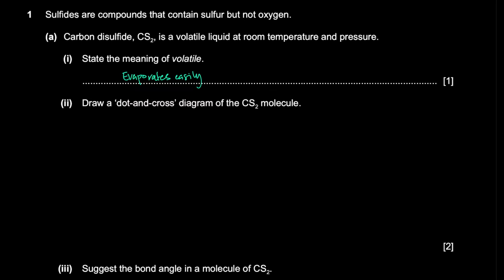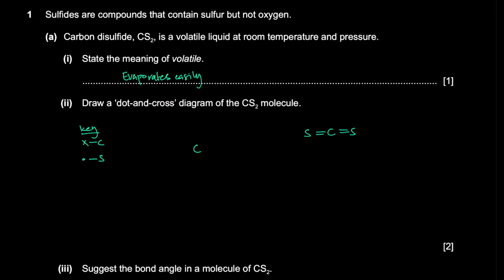Okay. Draw a dot and cross diagram of the CS2 molecule. So over here, when we talk about CS2, we know that sulfur is in the same group as oxygen. So CS2 probably has a very similar structure to carbon dioxide. What that means is that carbon has a double bond with 2 sulfur atoms. So we have to draw this dot and cross diagram here. Now let's say that we're going to use X for carbon and we're going to use dot for sulfur. We're just going to include a key over here for our dot and cross diagram.